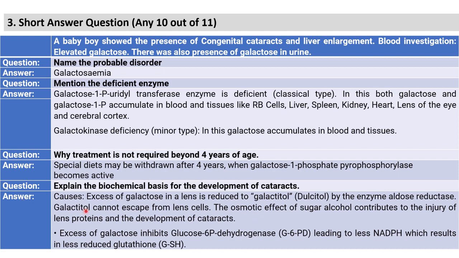Again, excess galactose inhibits glucose 6-phosphate dehydrogenase. As we have seen, glucose 6-phosphate dehydrogenase in the HMP shunt is very important for the formation of NADPH. If NADPH is not formed, it may result in damage to lens protein by free radicals, because of reduced production of reduced glutathione. Reduced glutathione takes care of free radicals. Here NADPH will not be formed, so reduced GSH will not be formed either, and free radicals can easily attack lens protein, which may damage it and be responsible for development of cataract. So these are the two mechanisms, or two biochemical bases, for the development of cataract.